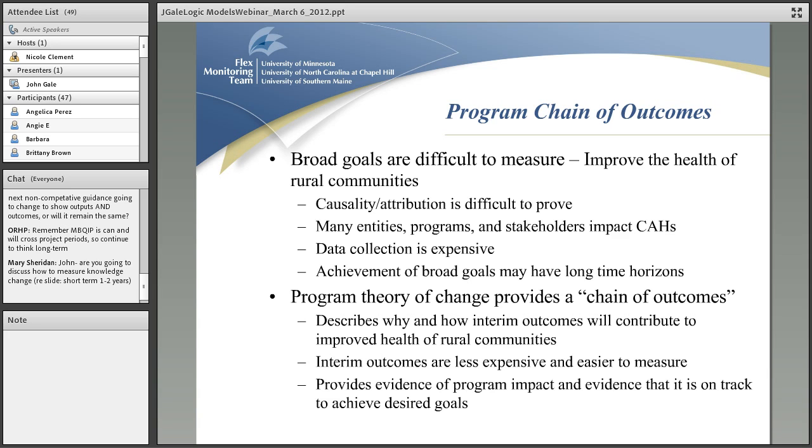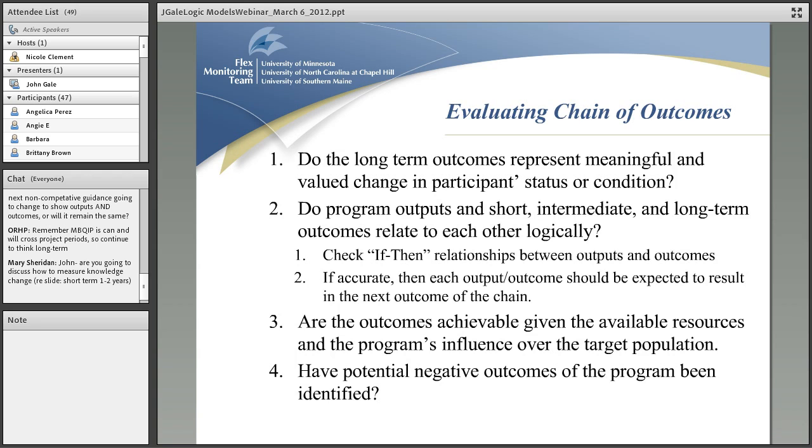Yes, I can do that, and we'll get to that in a bit. The question was, am I going to discuss how to measure knowledge change in the short term? Yes, we can get to that. Excuse me, and then you have to evaluate your change. Do the long-term outcomes represent meaningful and valued changes in participant status or performance?